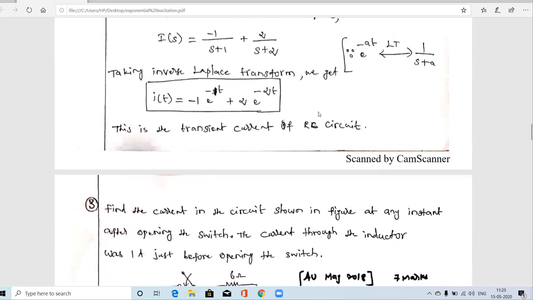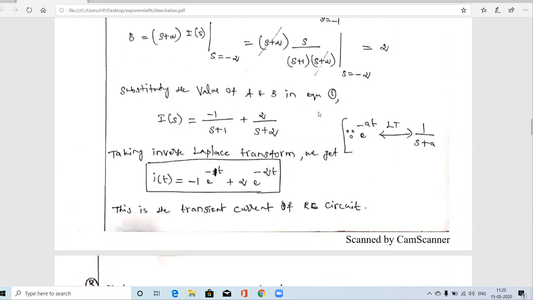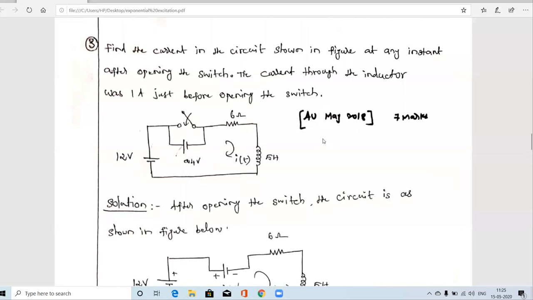So the two exponential problems we solved. Now, two more problems we are going to see. The third and fourth questions are April May 2018 questions. You see, this is for DC input. Find the current in the circuit shown in the figure at any instant after opening the switch. The current through the inductor was 1 amp just before opening the switch.